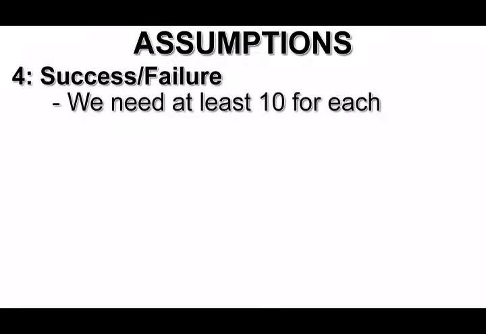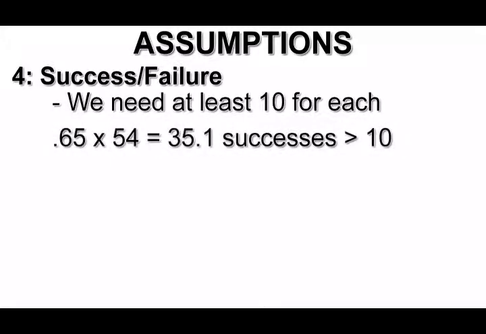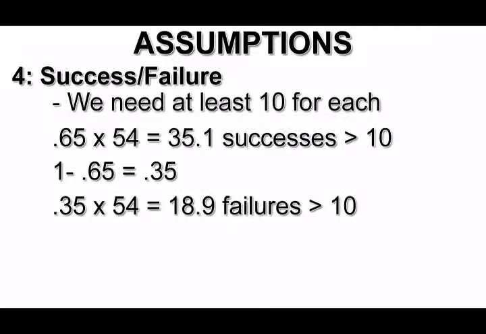The fourth and final assumption to be fulfilled is that of checking whether or not the sample is large enough for there to be at least 10 successes and 10 failures in context of the problem. In this case, 65% times our sample size of 54 yields 35.1 successes, which is greater than 10. Now our failure proportion is simply 1 minus our success proportion of 65%, which gives us 35%. Multiply this by our sample size of 54, and we get 18.9, which is also greater than 10. So this assumption is also fulfilled.